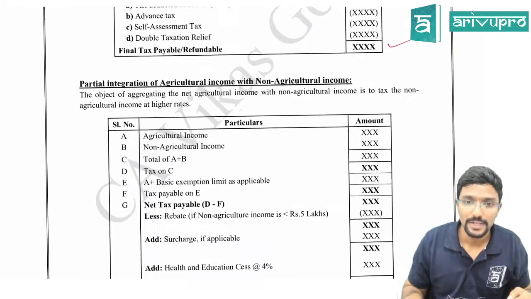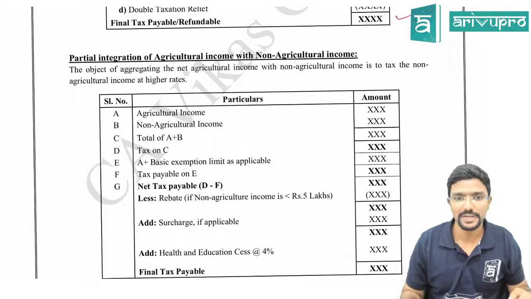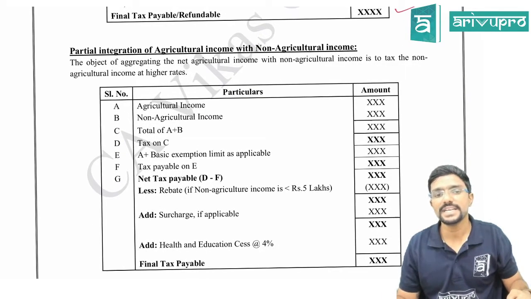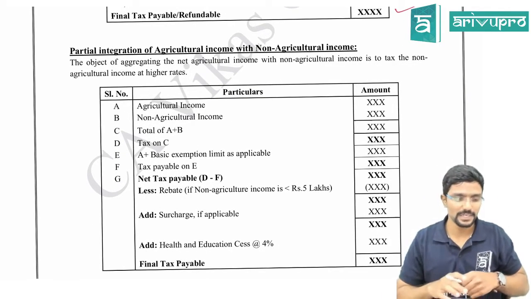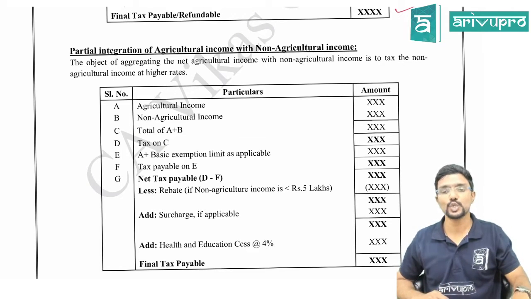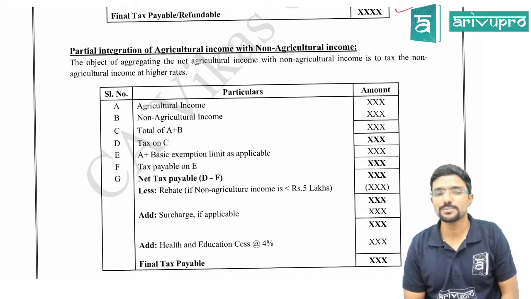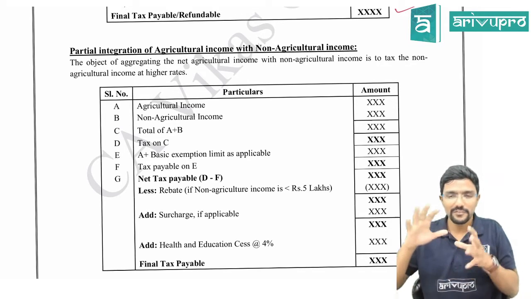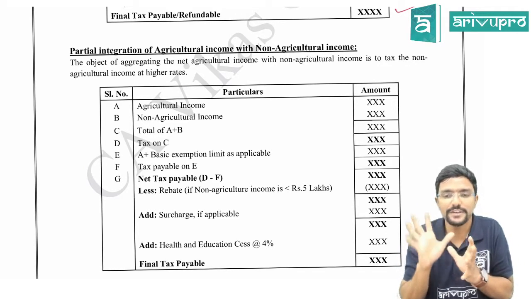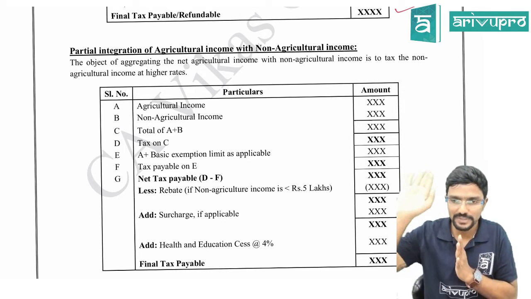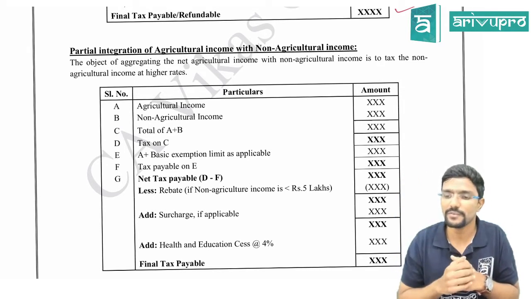Clear? Then these are the normal concepts, whatever we discussed now. There is some partial integration of agricultural income with non-agricultural income. That is, when an assessee has both agricultural income as well as non-agricultural income, there is a concept called partial integration. The way you compute your tax is a bit different. The rates, everything will be the same, but the way we calculate will be different.